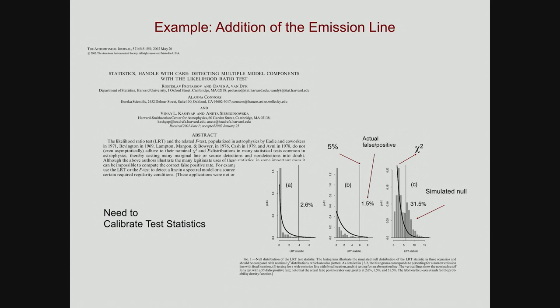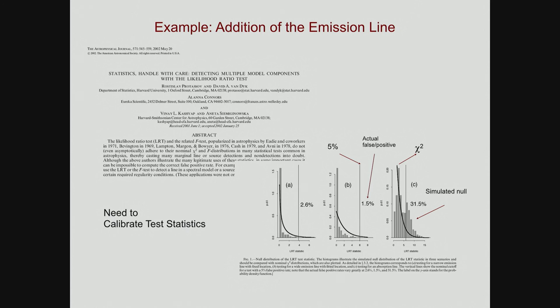So this is the simulation of the distribution of the likelihood ratio test statistic using the null model, so the model which we fit to the data without the line. And then the solid line corresponds to the chi-square distribution for the problem.